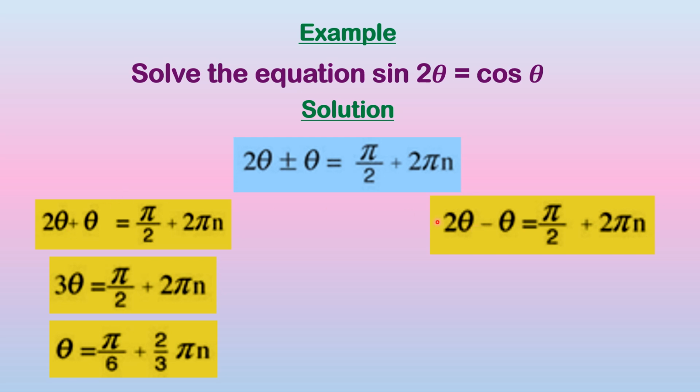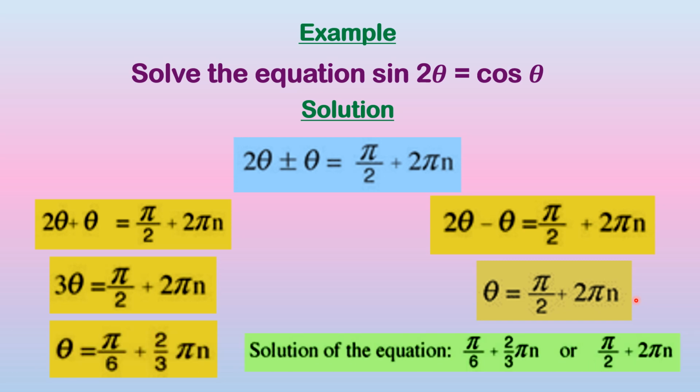For the subtraction, 2 theta minus theta equals pi over 2 plus 2 pi n. 2 theta minus theta means theta. So theta equals pi over 2 plus 2 pi n. So the general solution of this equation is pi over 6 plus 2 over 3 pi n, which is the result from the addition, or pi over 2 plus 2 pi n, which is the result of the subtraction.